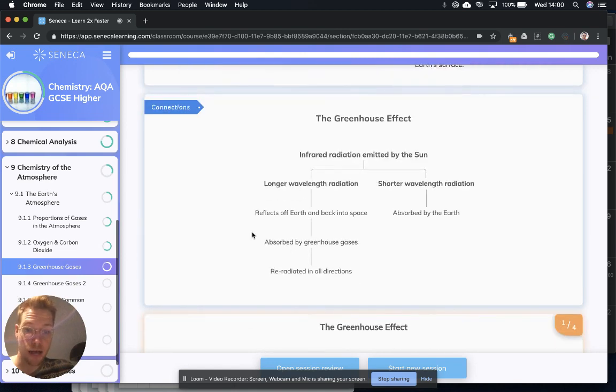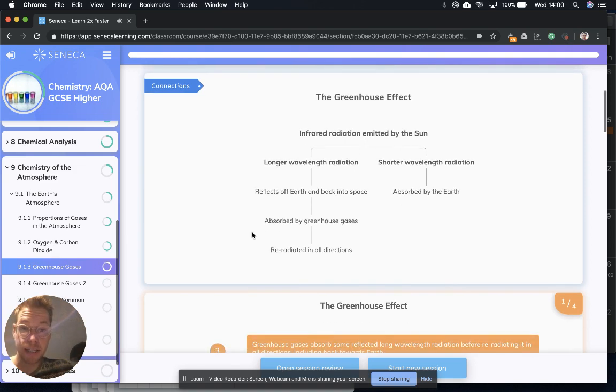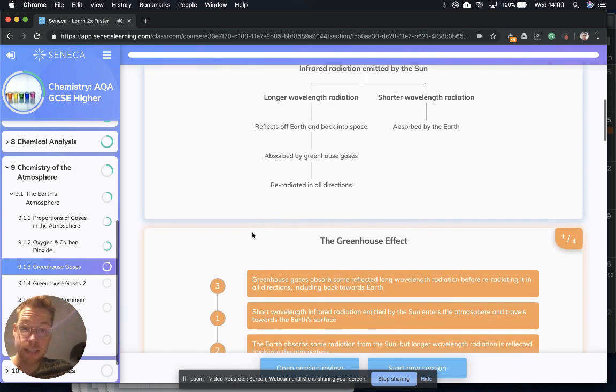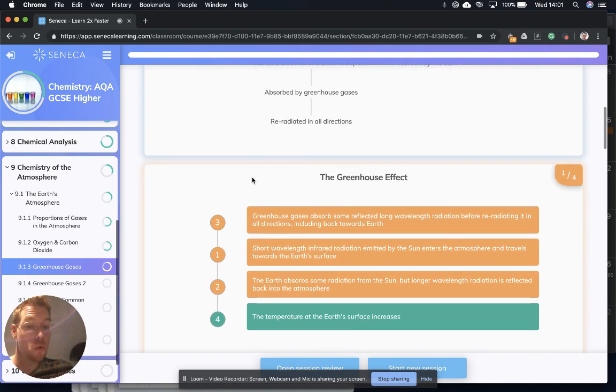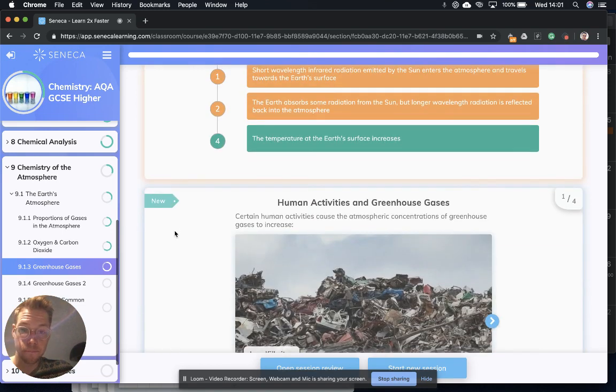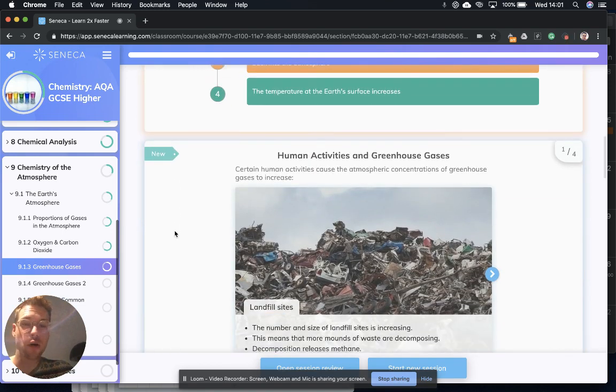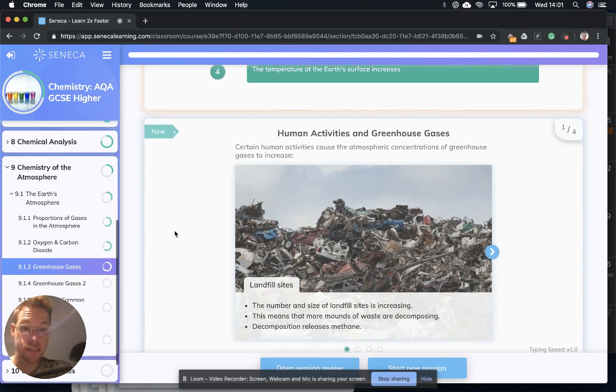So let's recap that. Infrared radiation is emitted by the sun. The shorter wavelength radiation is absorbed by the Earth. Longer wavelength radiation reflects off the Earth's surface and back into space. It's absorbed by greenhouse gases, and this longer wavelength radiation is re-radiated in all directions. Okay? Now, how do human activities and greenhouse gases relate?